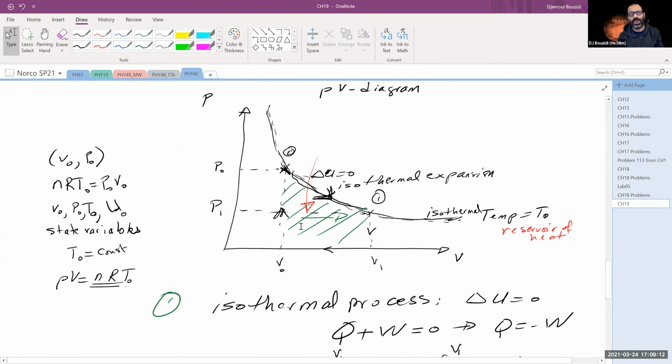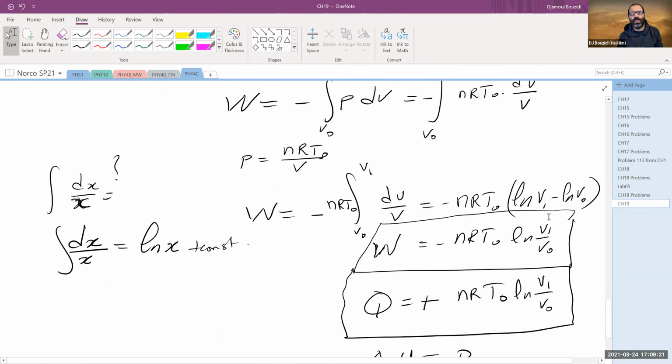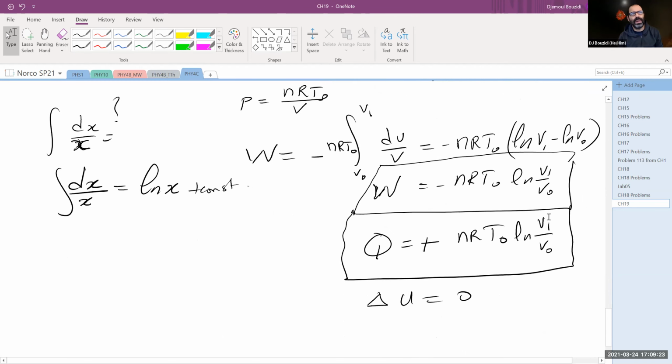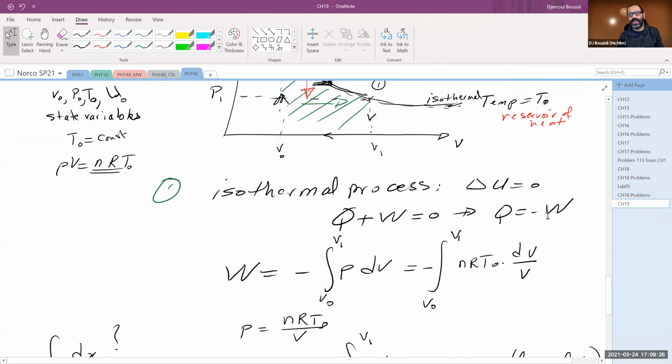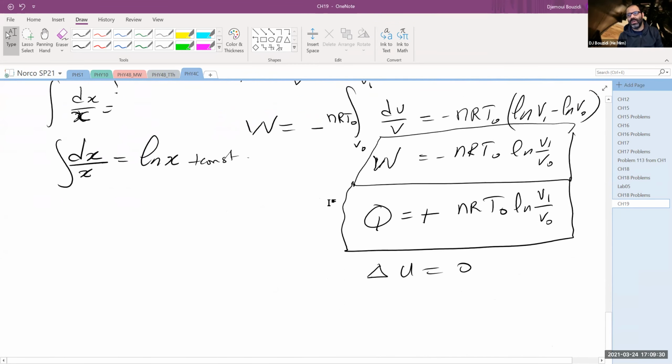It's taking heat from this source, from the reservoir, in such a way that at the end of the day, it's going to have no change in energy, because we want it to have no change in energy, because the temperature doesn't change. We are on an isothermal. Does this make sense to you so far, this process?